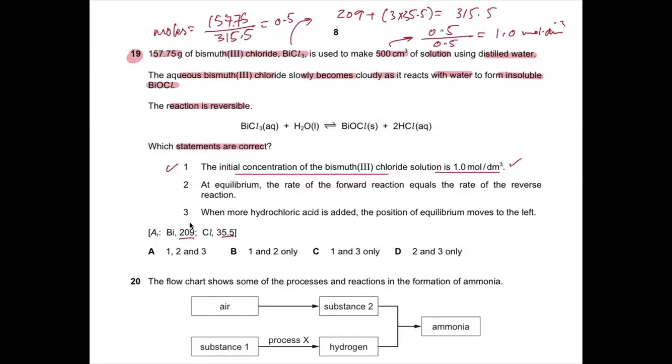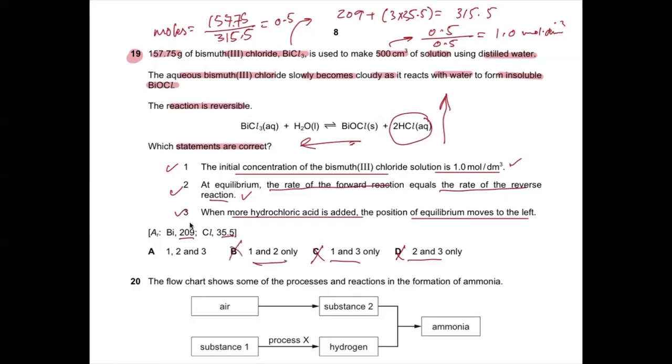At equilibrium, the rate of forward reaction equals the rate of reverse reaction. Yes, the second statement is correct. Over here, there is no first statement, so D goes wrong. Over here, there is no second statement, so C goes wrong. When more hydrochloric acid is added, the position of equilibrium moves to the left. So if I increase the concentration of hydrochloric acid, the equilibrium moves to the left. So the third statement is correct, and over here, there is no third statement. So all three are correct. It means A is the correct answer. Is this clear?